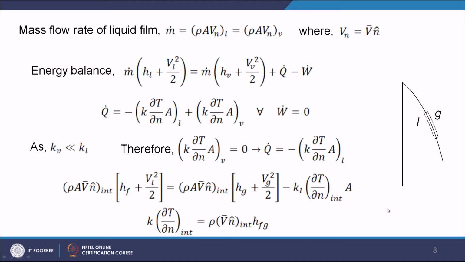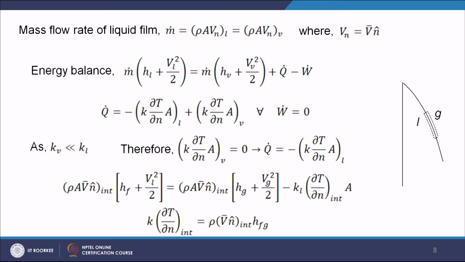Now, see, in the conduction part also, as I have shown you, this conduction is actually summation of two conductions, so liquid side and vapor side, but we know for the vapor side the thermal conductivity will be very low compared to the liquid side. So, this term actually we can cancel out, and this Q can be written as minus K del T del N A for the liquid side only. So, that term we have kept over here as Q, right.